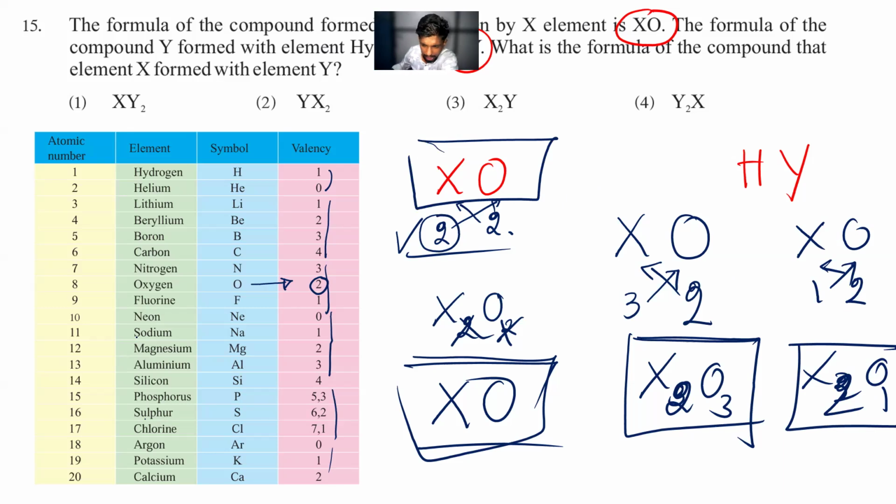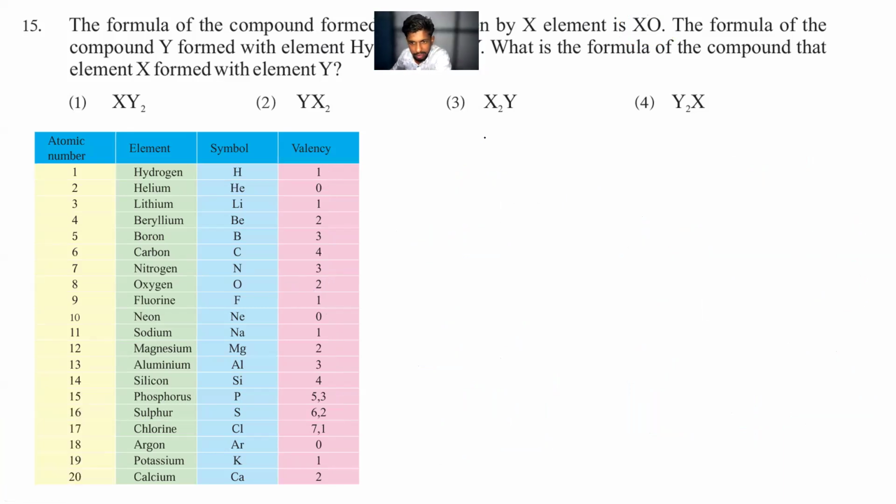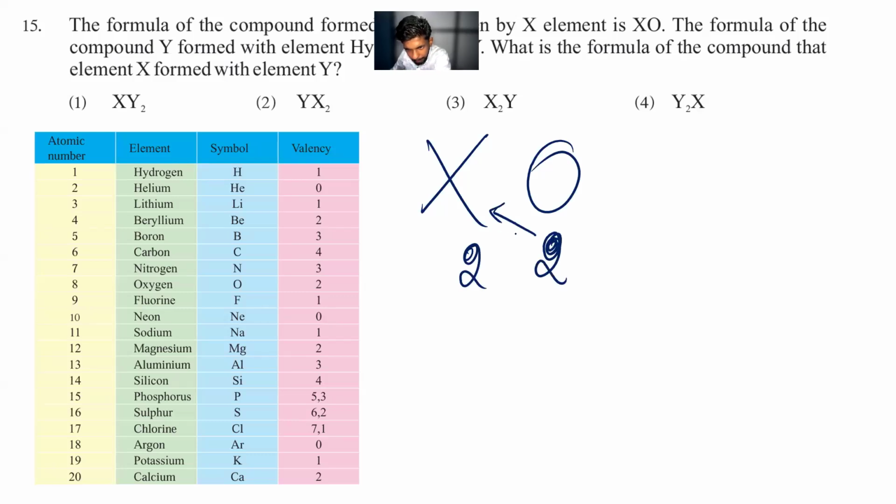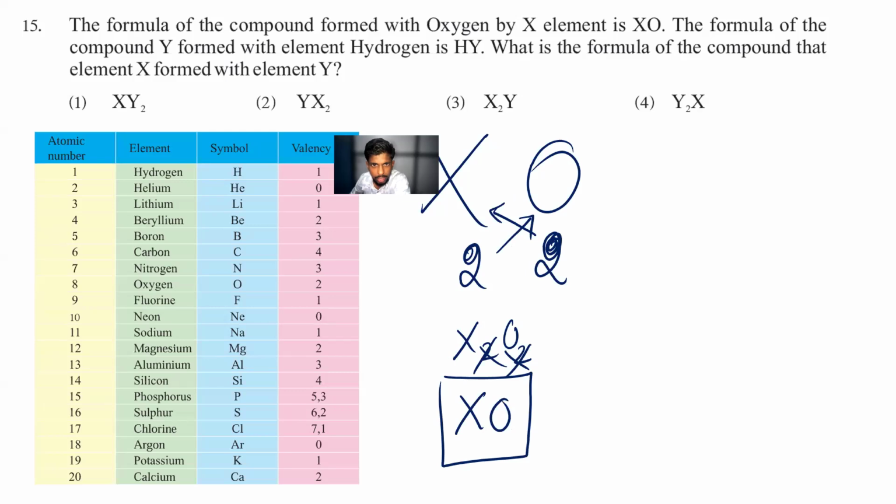The first thing that we have calculated, the valency of the X, that is 2, oxygen the valency, that is 2. So what happened? X2O2. So 2 and 2 have been cancelled. So we got the formula XO. Just look at the question here.